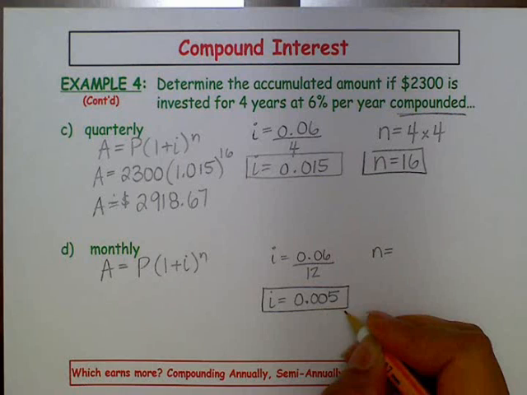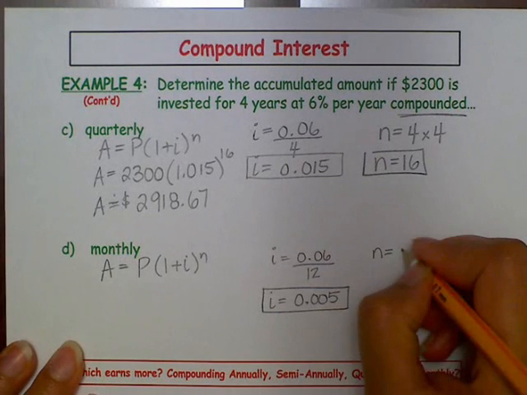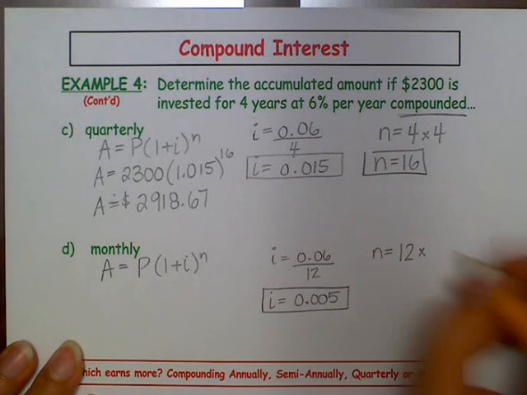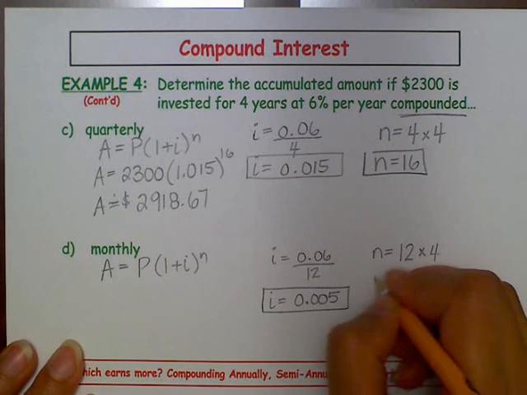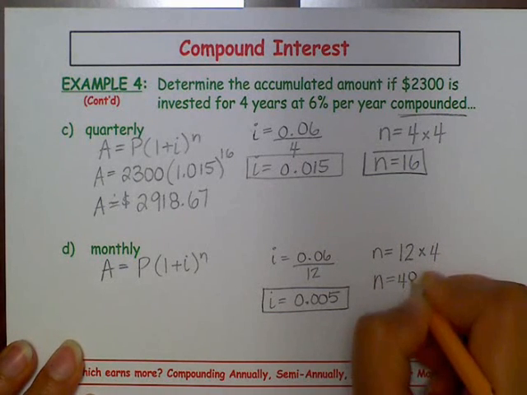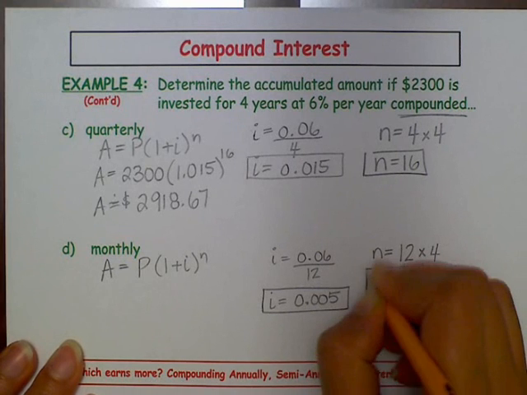The number of compounding periods: you're getting interest at the end of every month, so that's 12 times a year, and you're getting that for 4 years. So in total, you're going to get interest 48 times, at the end of every month for 4 years.